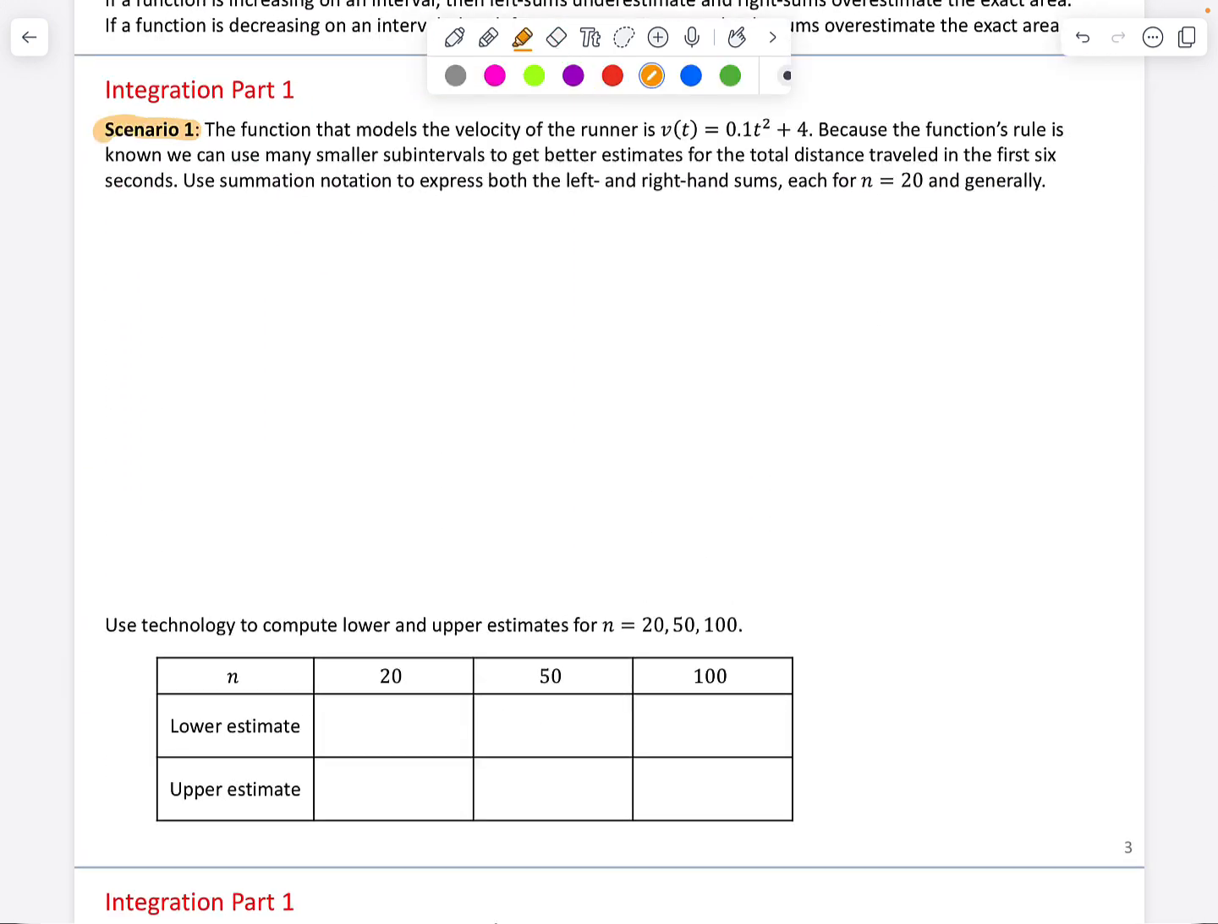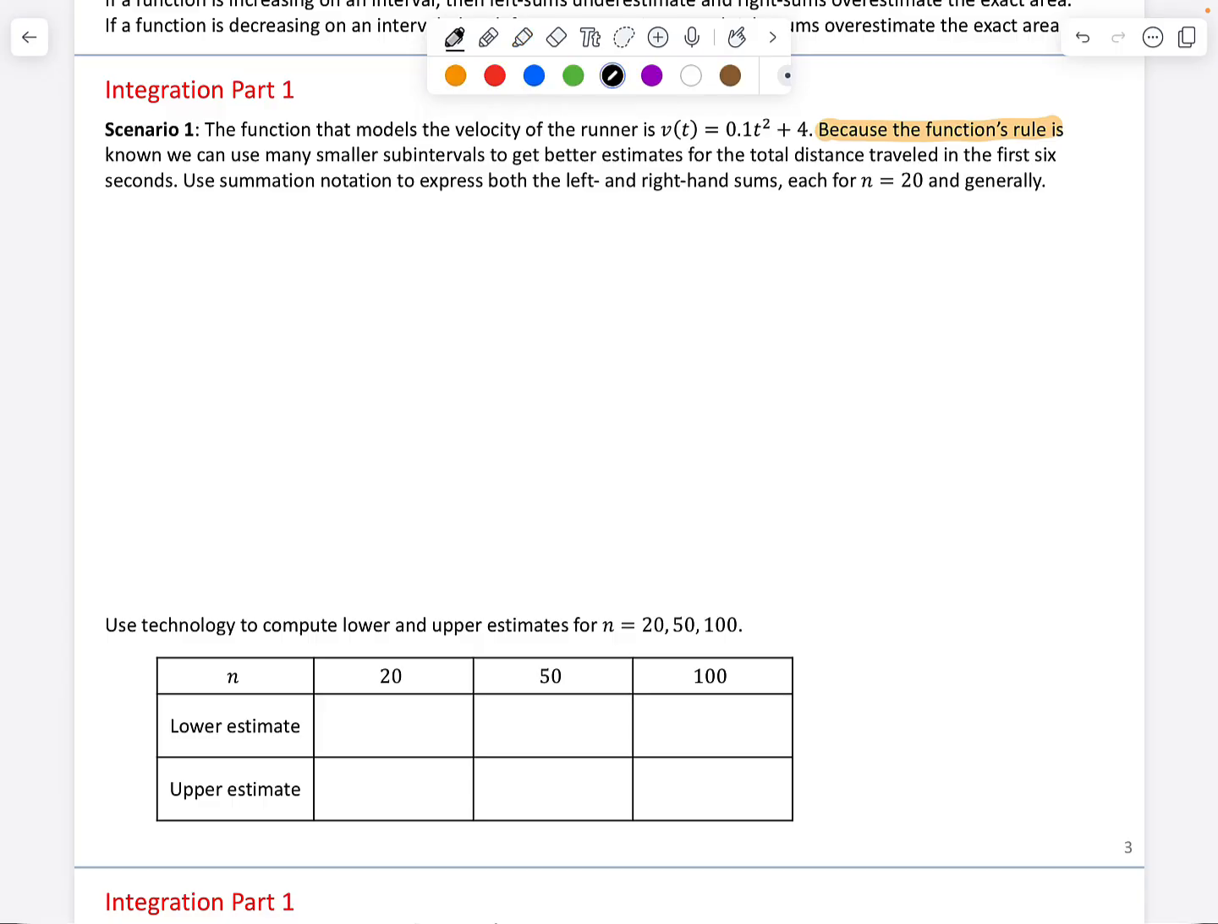We are continuing with scenario 1. Here once again is our velocity function that models the velocity of the runner. Because the function's rule is known, we can use many smaller subintervals to get better estimates for the total distance traveled in the first 6 seconds. Use summation notation to express both the left and right-hand sums, each for n equals 20, and then generally.